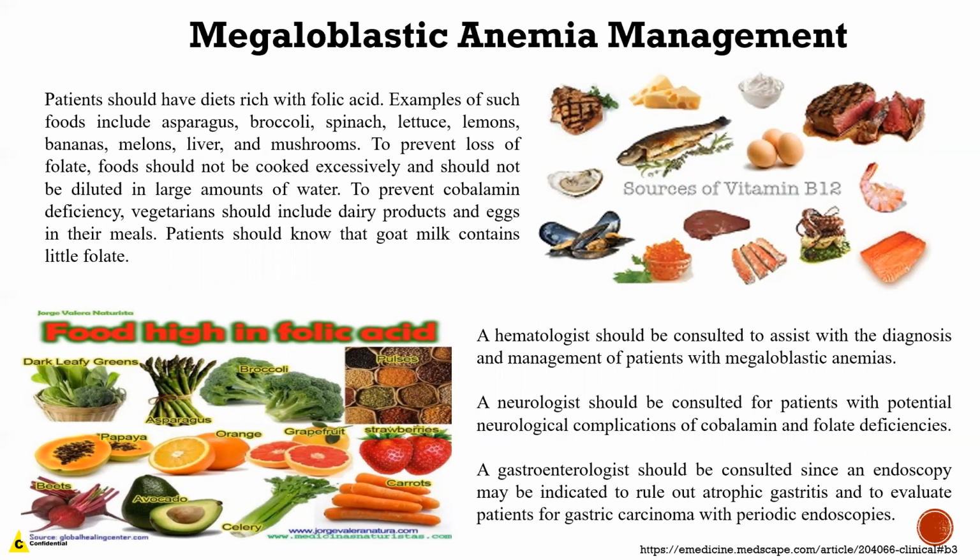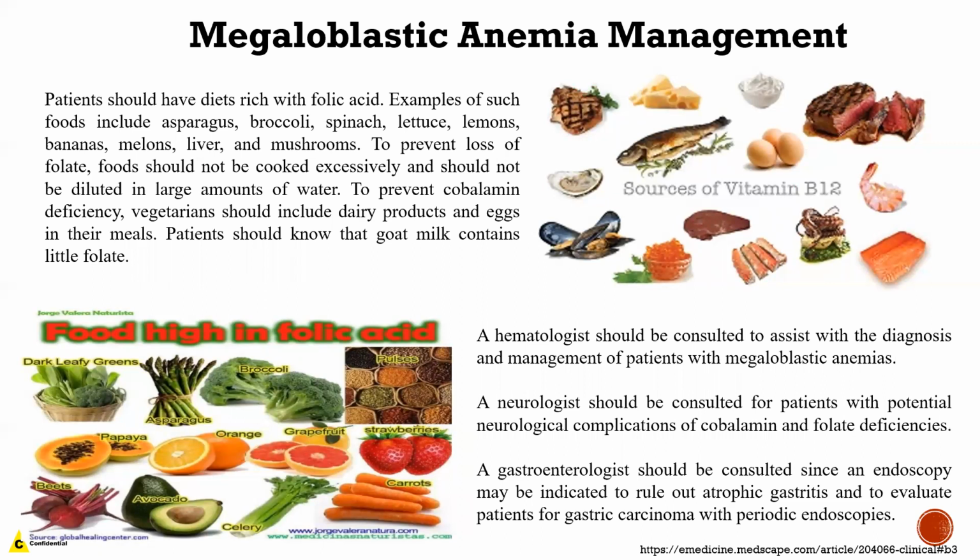Patients should have a diet rich in folic acid. Examples of such foods include asparagus, broccoli, spinach, lettuce, lemons, bananas, etc. To prevent loss of folate, food should not be cooked extensively and should not be diluted in a large amount of water. To prevent cobalamin deficiency, vegetarians should include dairy products and eggs in their meals.